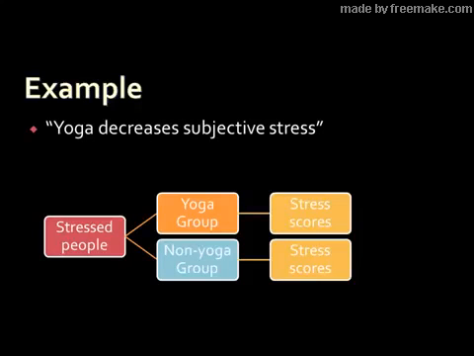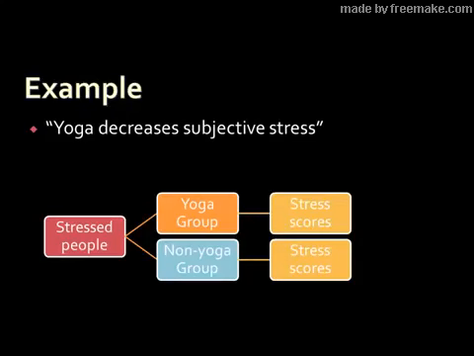Here's an example. Our prediction here is that yoga decreases subjective stress. And if this was a proper study, we'd have to have operational definitions for these variables. So we'd have to define what we mean by yoga. It might be a particular kind of yoga. We'd have to specify how long people are doing it for, how many times per week, and over what time period, and so on. We'd also have to define subjective stress.